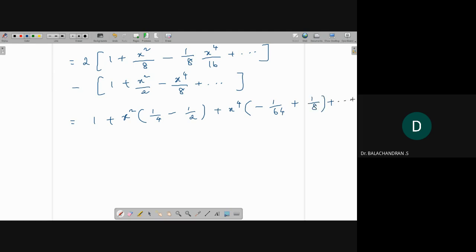Plus and so on. So this is equal to 1 plus, this is minus 1 by 4, so minus x square by 4. What is this? If I take 64 minus 1 plus 8, so plus 7 by 64 into x power 4. So approximately.